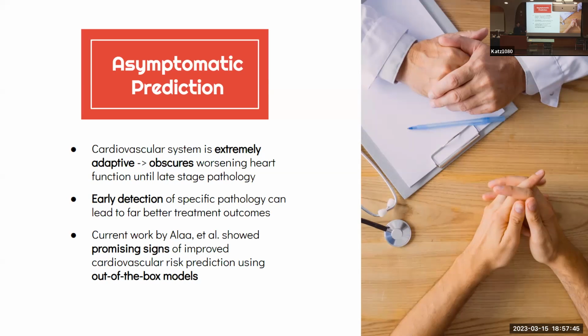Some current work by contemporary researchers has shown really promising signs of improved cardiovascular risk prediction using even just out-of-the-box models. Even by just using the basic models that come with things like scikit-learn or TensorFlow, they were able to beat out some of the accuracy and prediction ability of the Framingham score. What this means is even with these basic models, we might be able to replace our current options.